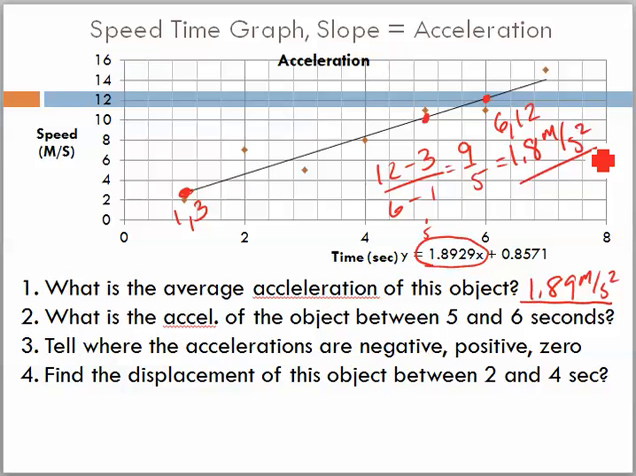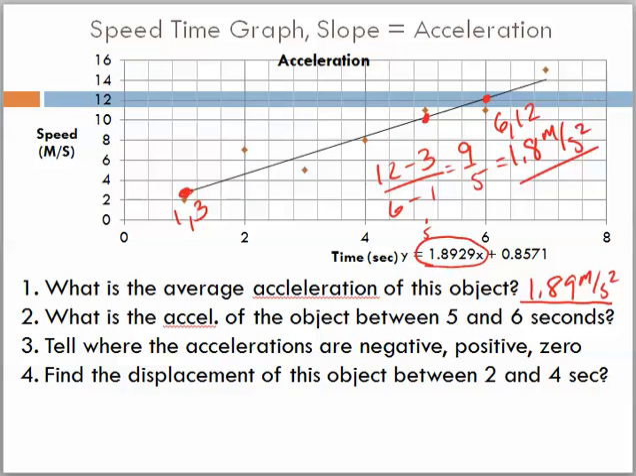Tell whether the accelerations are negative, positive, or zero. Well, what is the slope of this line right now? As we look at it, it's going up, and we would say right now that this object, in general, whatever it is, for the most part is increasing in speed. So it's a positive slope. The acceleration then is positive because the acceleration is the slope of the line.